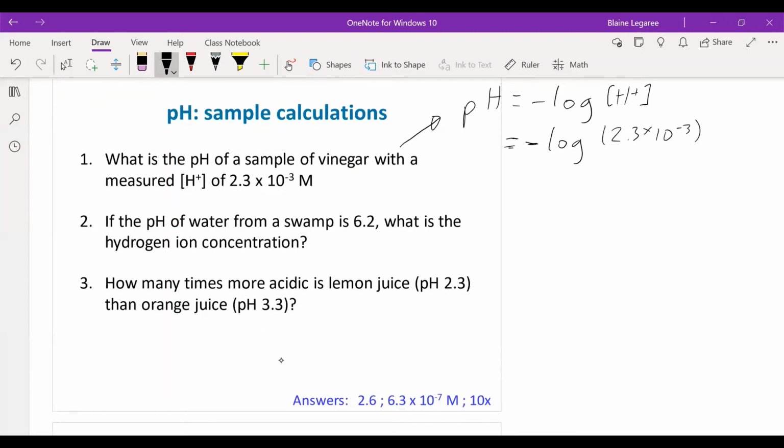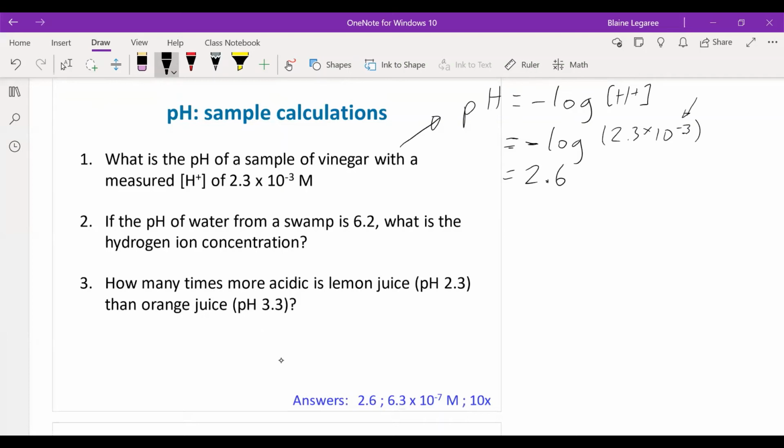And I get, when I press log, I get minus 2.6, but of course there's a minus sign out front. So the answer here is, of course, 2.6. So notice here, the exponent is -3. So I know that it's going to be close to 3. So it's going to be 3 point something or 2 point something, right? And so that's always a clue that I'm on the right track.